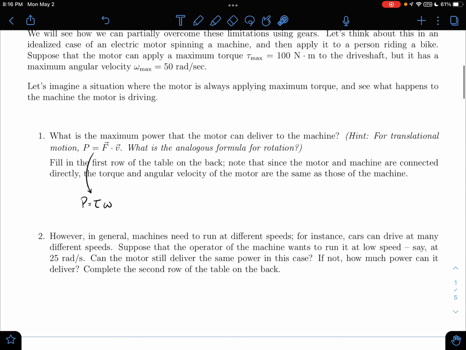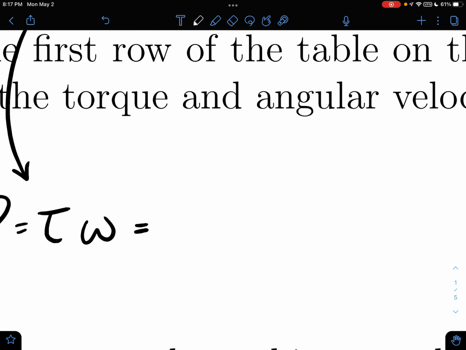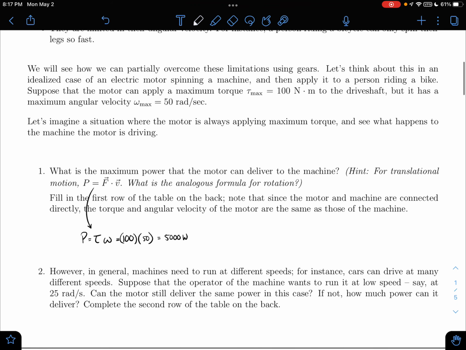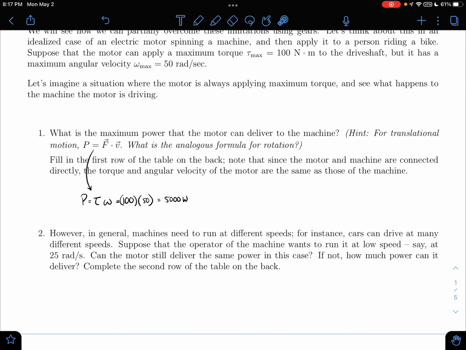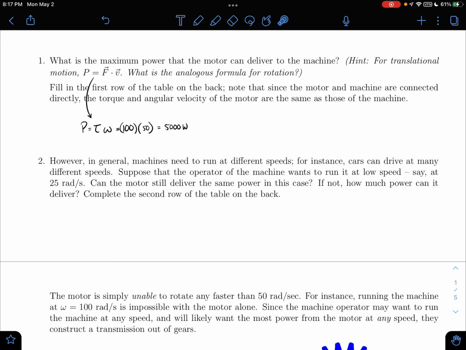So now that we have our equation for power, we need to figure out our maximum power. If we're getting our maximum power, we're going to be using our maximum torque and our maximum omega. If I plug that into our equation, our maximum torque is 100 Newton meters, and our maximum omega is 50 radians per second, giving us a maximum power of 5,000 watts. And watts is power, our rate of doing work. Watts is our energy per time. It's joules per second. So that is our maximum power.